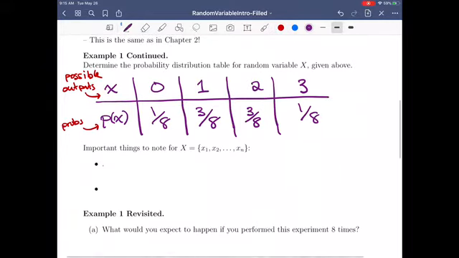Notice here that these probabilities sum to 1. All these probabilities add to 1, just like before. So all these things are the same as before.